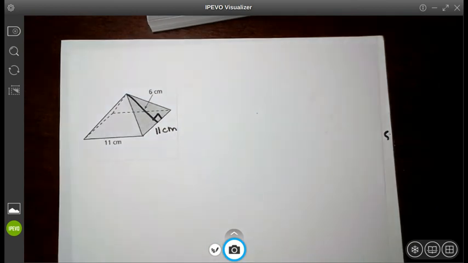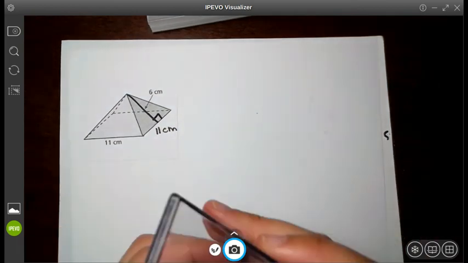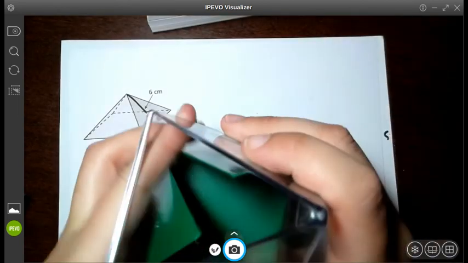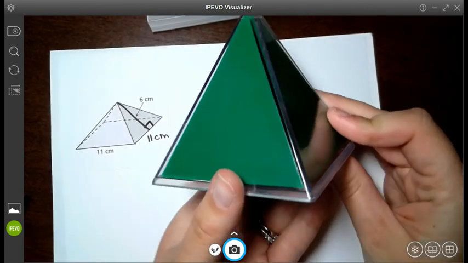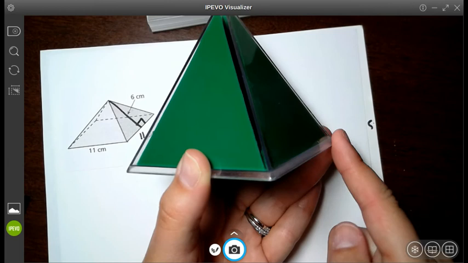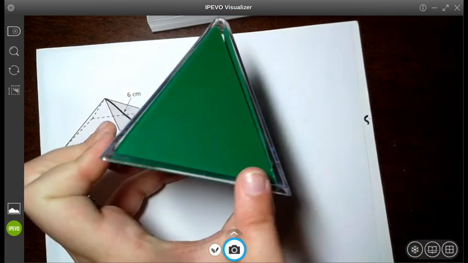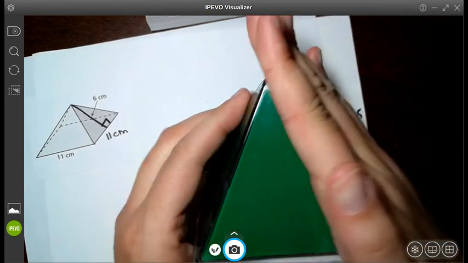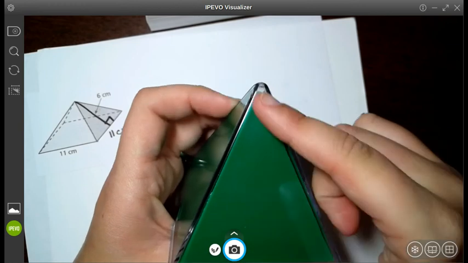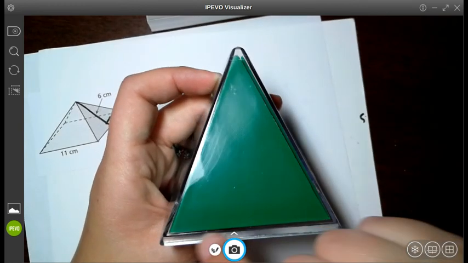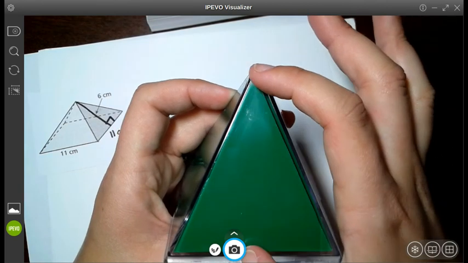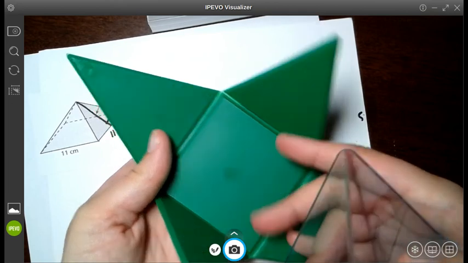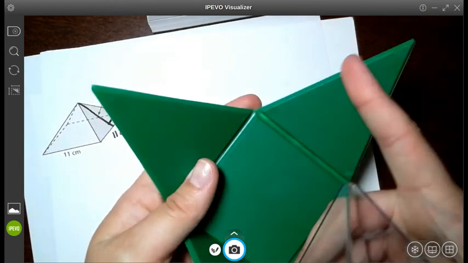So that would be like this image. That would be as if this were 11, this is 11, this is 11, and this is 11. And then the height, not the side, not an edge, but the actual height from this point to this side with a perpendicular angle here, is 6 centimeters. So I'm going to be finding the area of a square with side 11 and 4 triangles with a base of 11 and a height of 6.